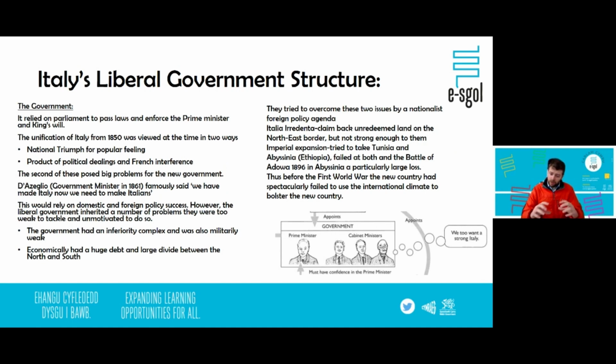The government then, that group situated underneath the king, relied on Parliament to pass laws and enforce the Prime Minister and the King's will.